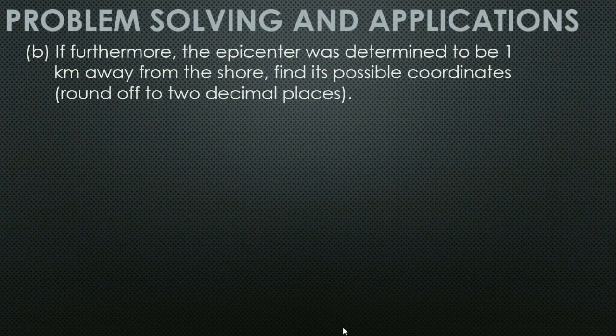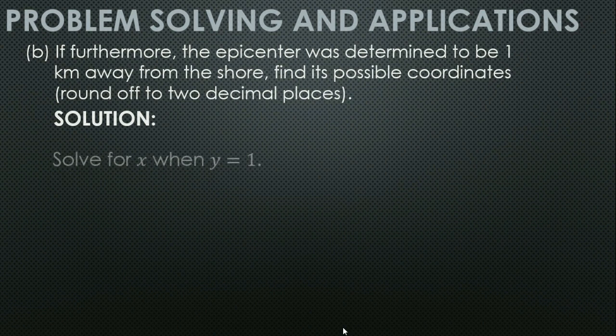For the second problem, if furthermore the epicenter was determined to be 1 kilometer away from the shore, find its possible coordinates. Then after finding, round off to 2 decimal places. In the problem, it was mentioned that the seismological station is at (0, -4), 4 kilometers away from the shoreline, and the shoreline is the x-axis. This means the 1 kilometer is what we will substitute for y. The distance of the epicenter from the x-axis is 1, so that value 1 is our y.